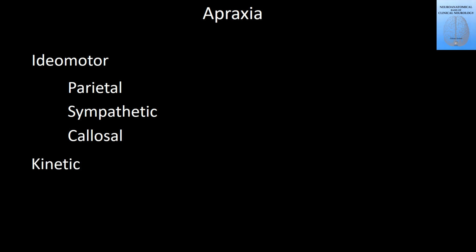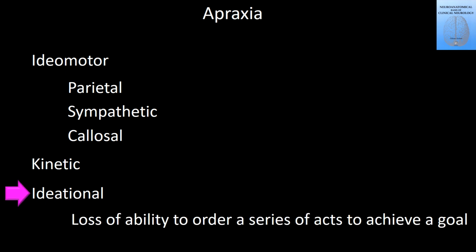The second type of apraxia is kinetic. It is defined as the inability to make fine, precise movements with the limb. The distinction between kinetic limb apraxia and some ideomotor apraxia is not clear in many instances. And the third type, ideational. Ideational apraxia implies the loss of ability to order a series of acts to achieve a goal.